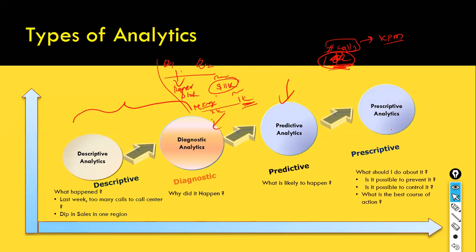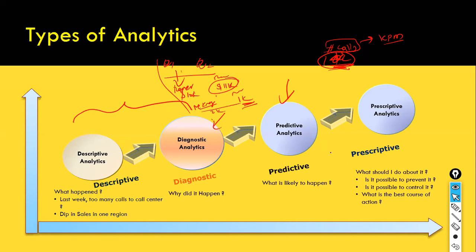In the case of prescriptive analytics, okay, what should I do about it? Is it possible to prevent it? Is it possible to control it? What is the best course of action? You will come up with some kind of actionable items as part of the prescriptive analytics. Okay, if I stock up this many number of units in each product across the category, is it okay, right?